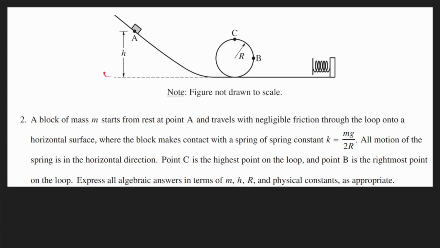Alright, so this is our question. Let's read it. A block of mass M starts from rest at point A, so it starts from here, and travels with negligible friction through the loop onto a horizontal surface where the block makes contact with a spring of spring constant K is equal to mg over 2r. All of the motion of the spring is in the horizontal direction. Point C is the highest point of the loop, and point B is the rightmost point of the loop. Express all your algebraic answers in terms of m, h, r, and physical constants as appropriate.